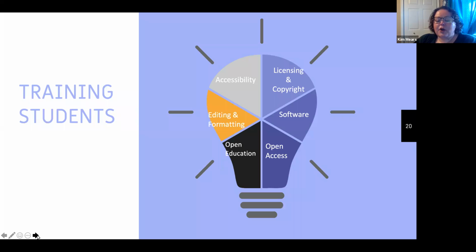As far as training students for open educational resources, so this is more specific to OER, you may need to start at the bottom and talk about open access and open education. You want to give the students the confidence to play an equal role in the creation of the OER. So these are just some of the areas in which you may need to train the student.